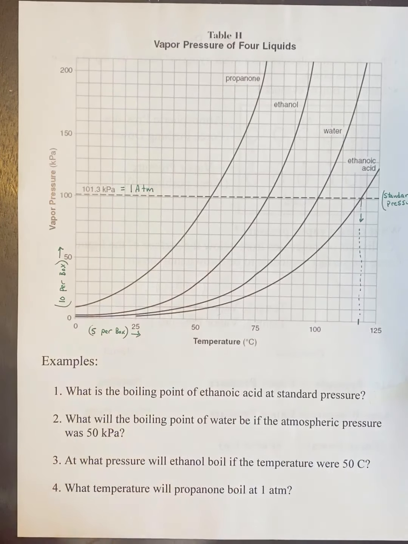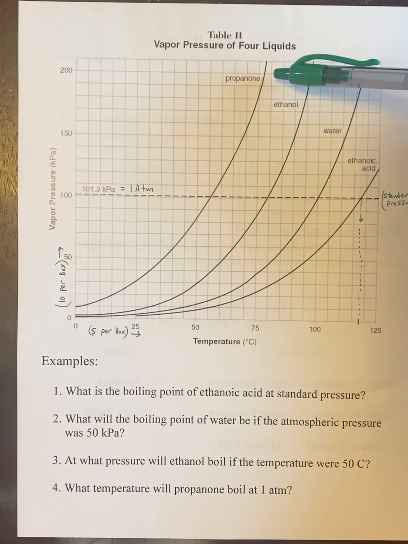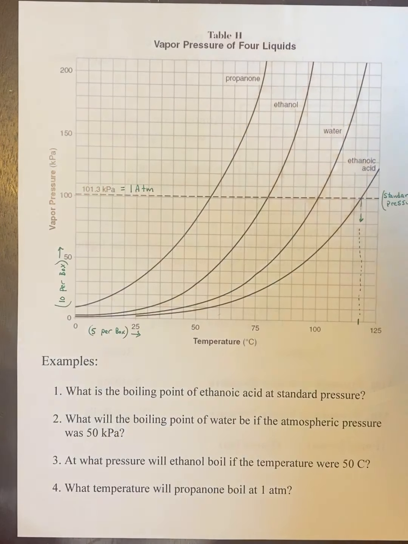Now, what do these lines represent? Well, they represent the boiling points for these 4 compounds: propanone, ethanol, water, and ethanoic acid. If you don't know what all of them are, don't worry about it. By the end of the year, we'll know all of these very well, too well, as some of you may agree. Now, let's do some questions, and I'll show you how it works, and it's very simple.